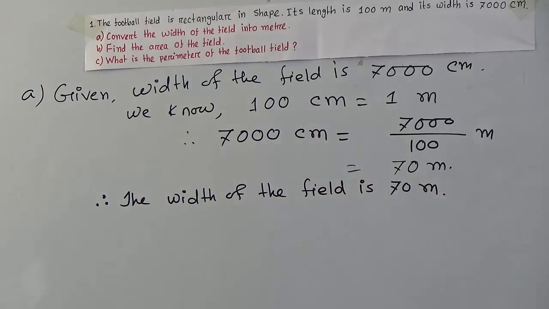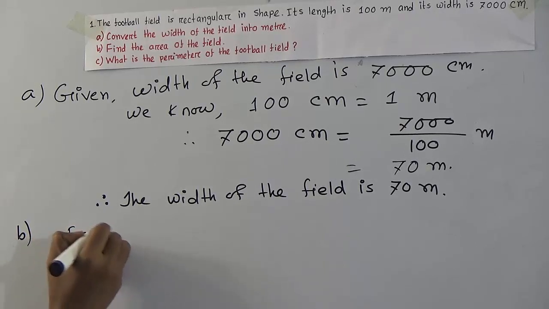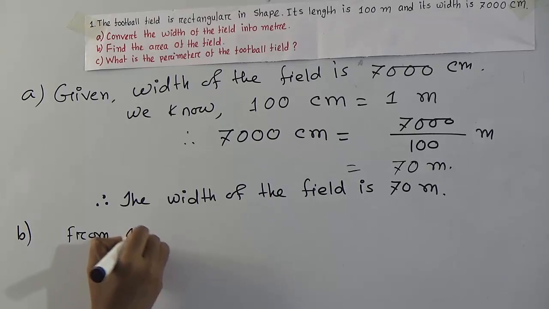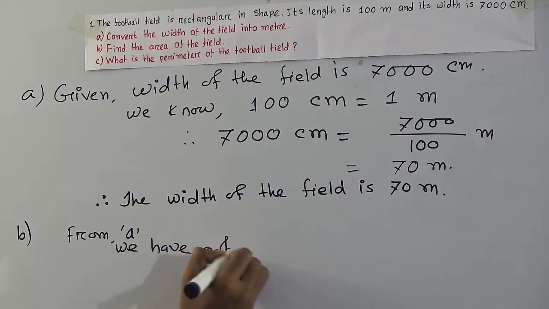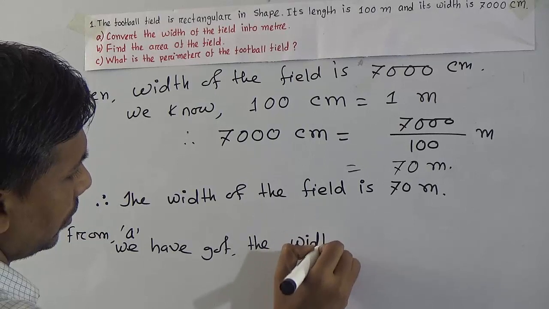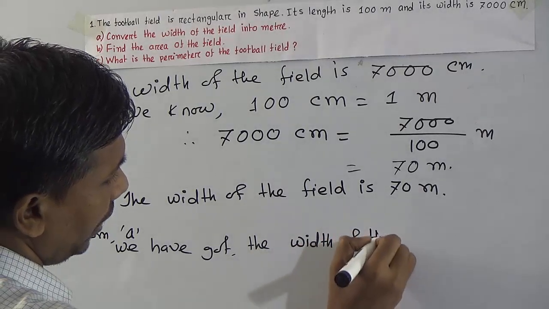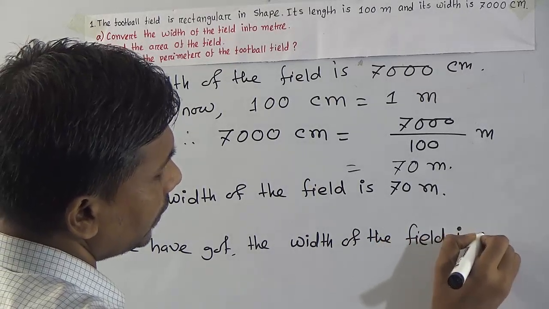Okay, now B number. In B number the question is, find the area of the field. Right, from A, I have got the width of the field is 70 meters.